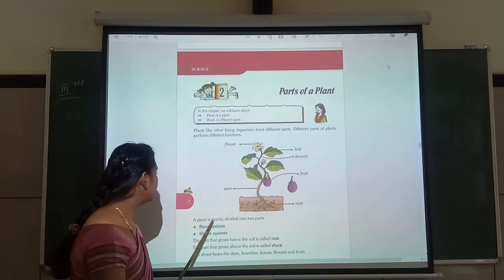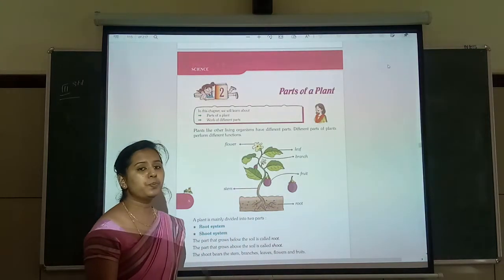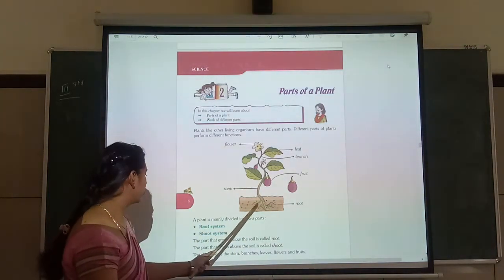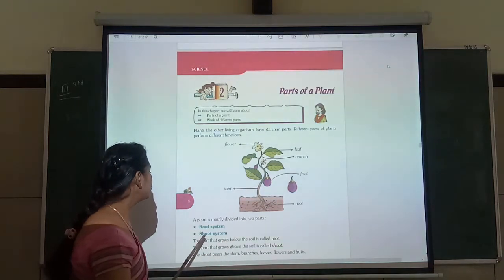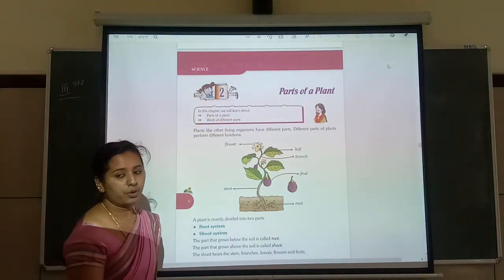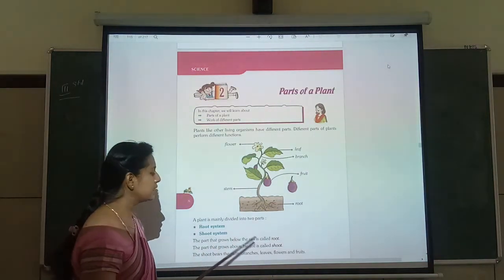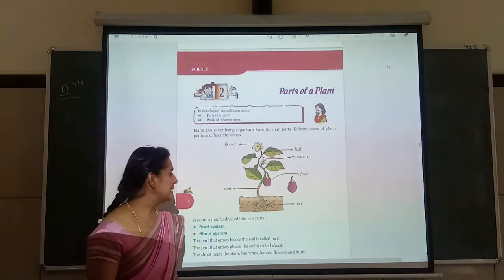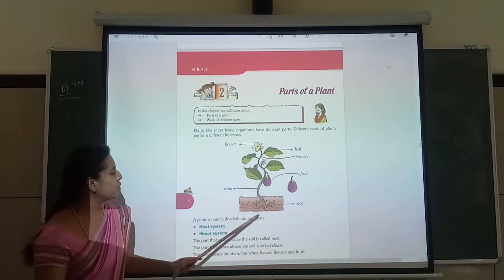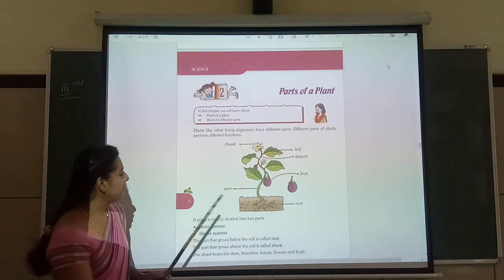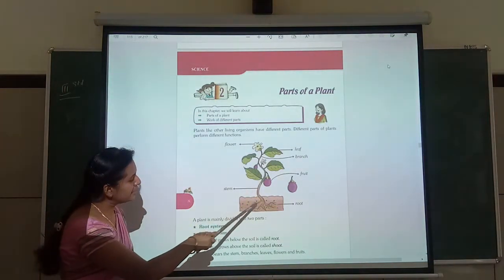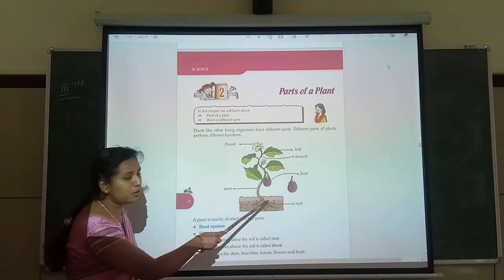Okay, a plant is mainly divided into two parts, that is the root system and the shoot system. What do you mean by root system? The parts that grow below the soil are called roots. You can see the soil, and below the soil you can see the roots. So children, this is called roots.